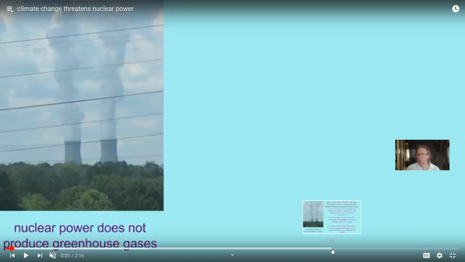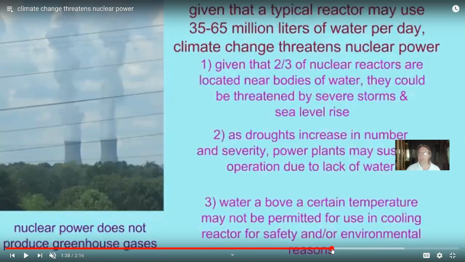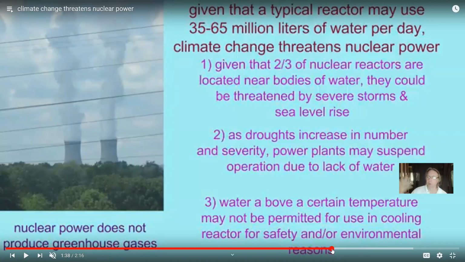And then there are all of these other issues which involve water. So, for example, nuclear power relies on water. Now, if we are trying to mitigate climate change, nuclear power does not release carbon dioxide, as does the burning of coal or natural gas or petroleum. So, in that sense, you could make the argument that nuclear power is a better protector of the environment than fossil fuel burning. But one of the problems is that climate change is threatening nuclear power.